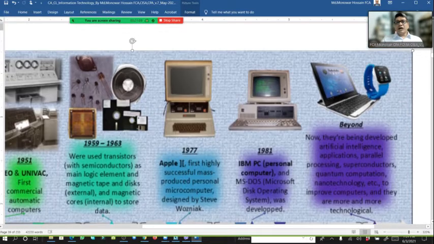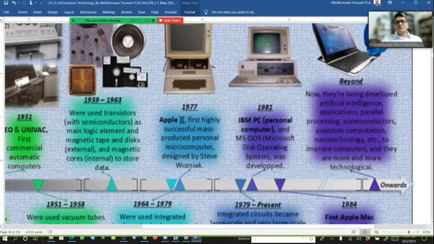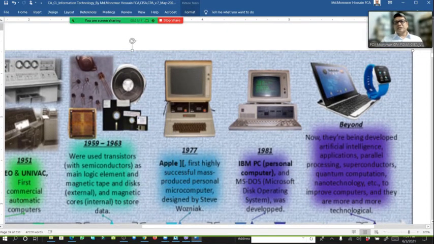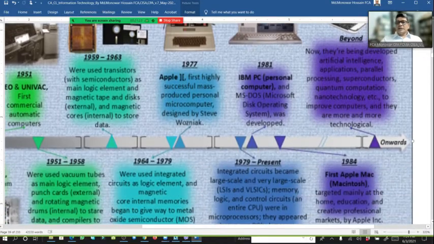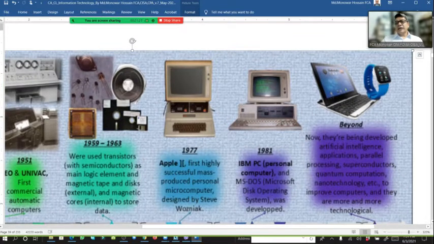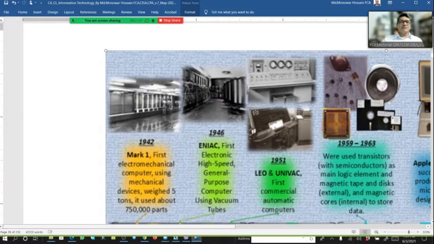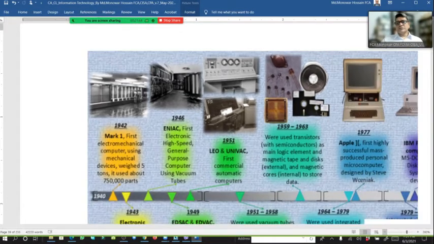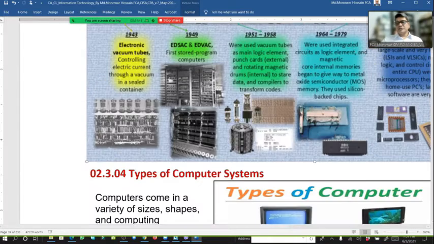In 1981, the IBM PC, personal computer, and MS-DOS, that is the Microsoft Disk Operating System, were developed. And in 1984, the first Apple Mac computer. What we are seeing nowadays, all the innovation started from the beginning, for example our ENIAC. So that is the history of computer.